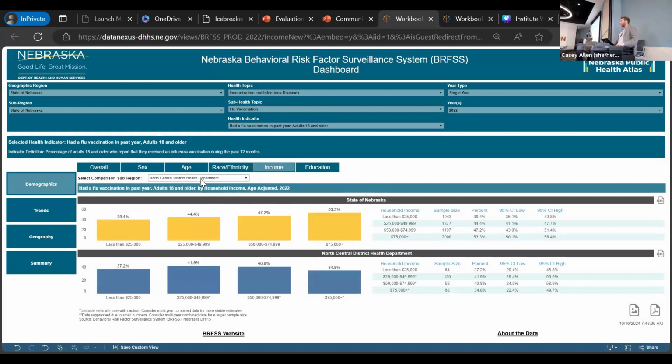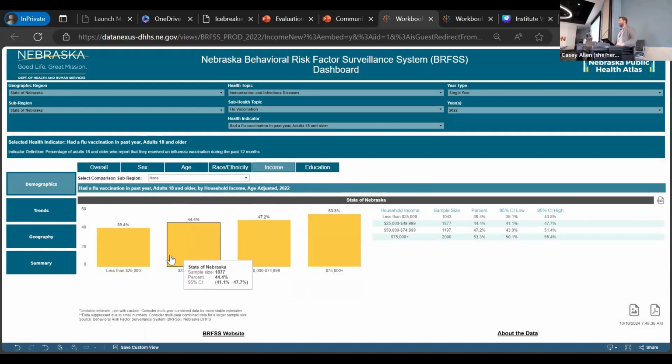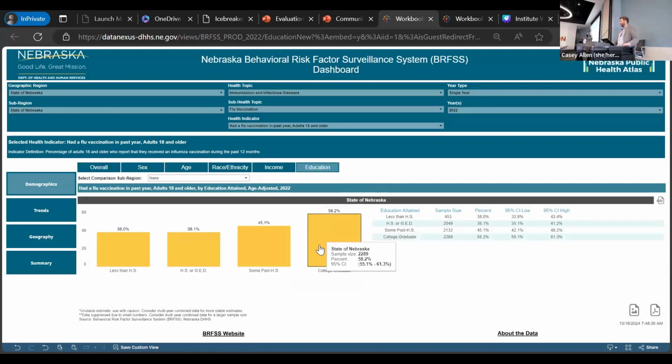By clicking on the income tab, we can also see that there are some economic disparities that are emerging in vaccination. The lower income you make, the lower likelihood you have of getting vaccinated against influenza here. And then you're going to see the same trends in education.